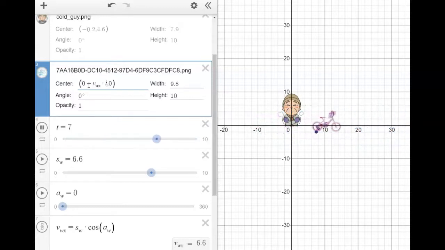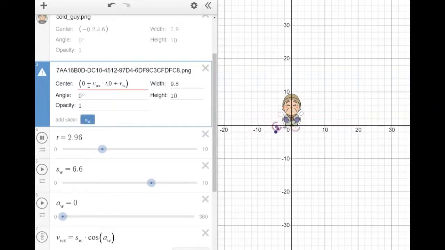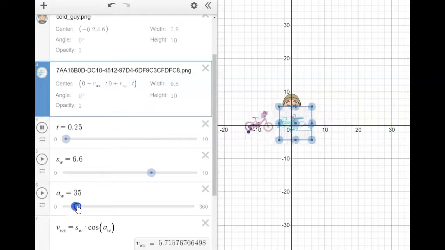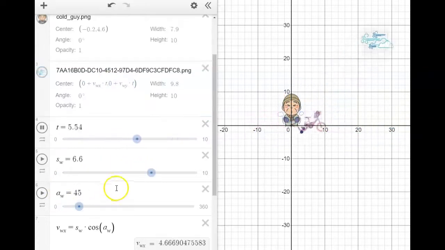In the same way, for the y component, I'm going to do 0 plus, 0 being the starting point, the velocity of the wind in the y direction times time. All right, so now the x component is changing with the horizontal velocity, and the y component is changing with the vertical velocity. So now we can test this out here. I can change the angle of the wind. So if I go to 45 degrees, now we can see over here that the wind's starting at 0, and it's moving at a 45-degree angle.